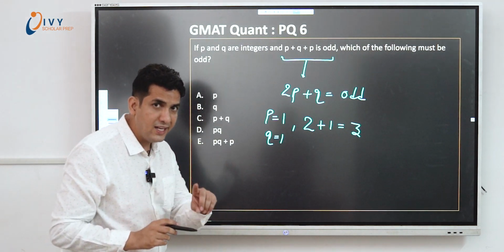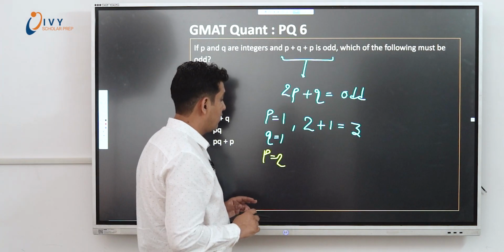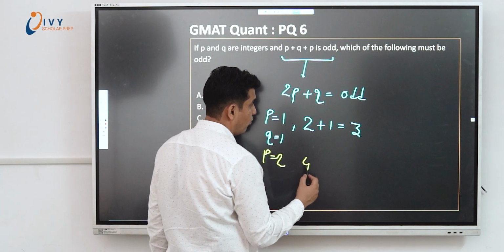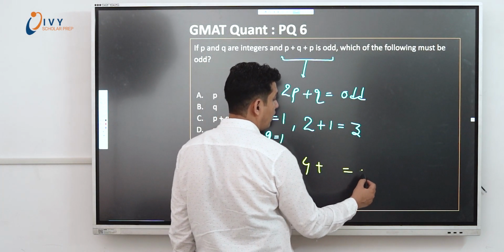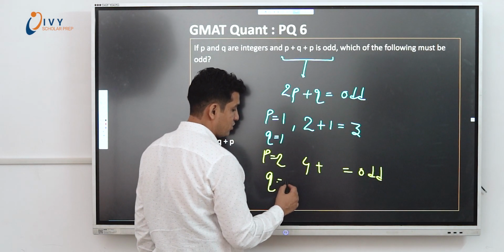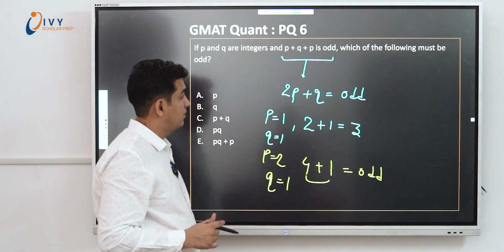Think of this. Can I take some other number for p? Can I make it an even? Let's do that. If I take p as 2, 2 into 2 is how much again? You simply say 4. Now, if you want to make it an odd, you need to take q to be an odd number only, which is 1. So 4 plus 1 is how much? 5. That's an odd number.